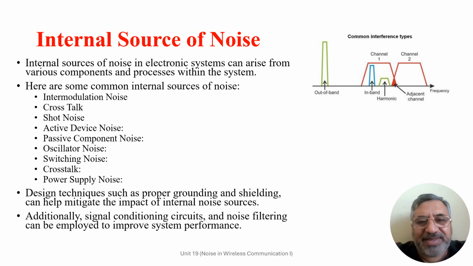Internal sources of noise in electronic systems can arise from various components and processes within the system itself. Here are some common internal sources of noise. First, most important is intermodulation noise. When multiple signals of different frequencies pass through a non-linear device, such as a power amplifier, it can produce additional unwanted signals at different frequencies.